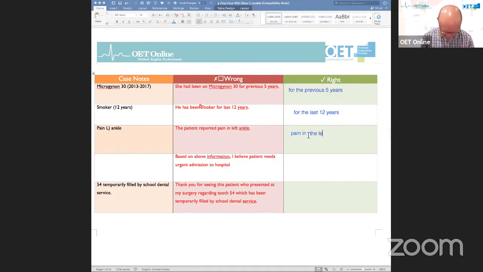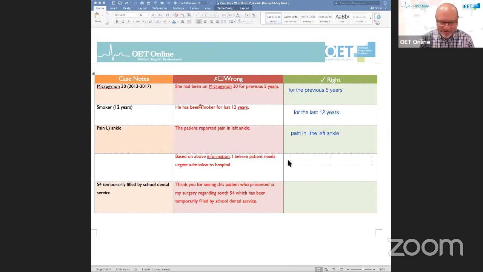Now we could say "her left ankle" or "his left ankle". So the pronoun his or her can also be used, or you can choose to use the definite article. They're both correct. Rajesh pointed that out. Well done, Rajesh.